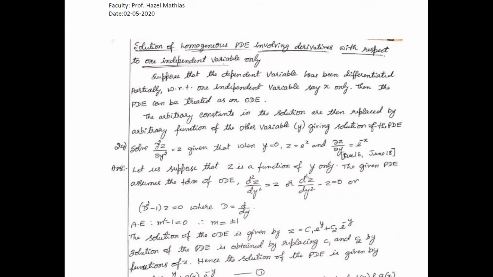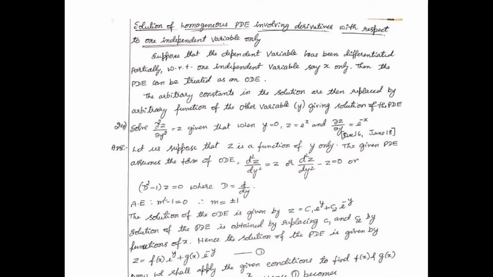So here the arbitrary constants in the solution, which we used to represent as C1 and C2, we will represent as functions of the variable which is treated as a constant. That is, the arbitrary constants in the solution are replaced by arbitrary functions of the other variable. So if you are differentiating with respect to x, the function of the other variable is treated as a constant. That will give us the solution of the partial differential equation.